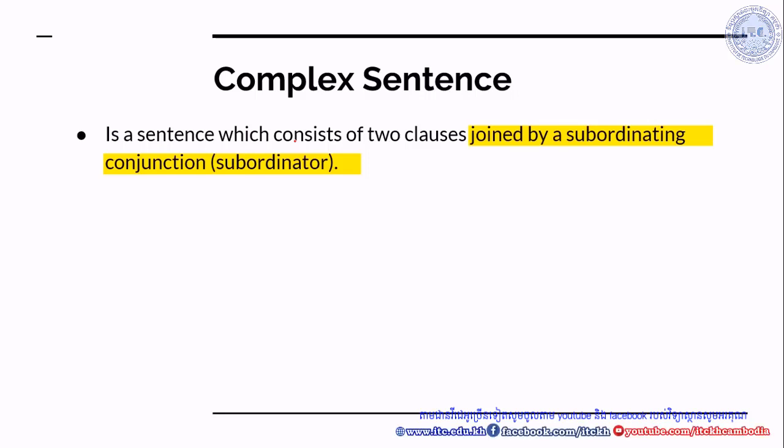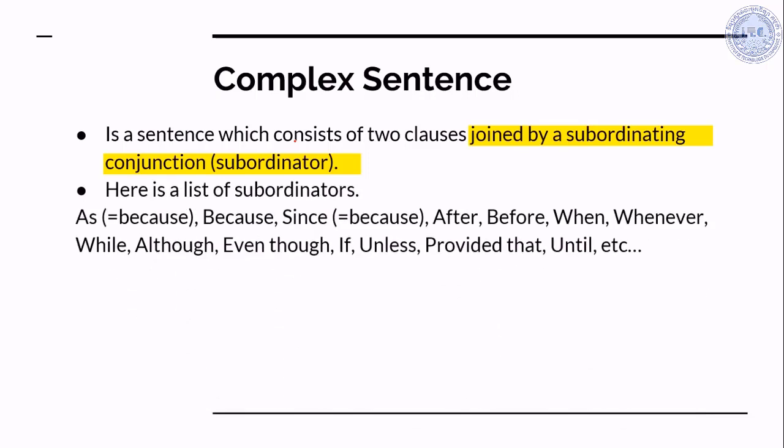Again, everyone, in a compound sentence, you join sentences by a coordinator. Coordinators are the FANBOYS. But in a complex sentence, you join sentences by a subordinating conjunction, or you call it a subordinator. Most of you use them a lot already, but probably you don't know the names. So as, because, since, after, before, when, whenever, while, although, even though, if, unless, and so on, they are called subordinators. And when you use a subordinator in a sentence, that sentence is called a complex sentence.